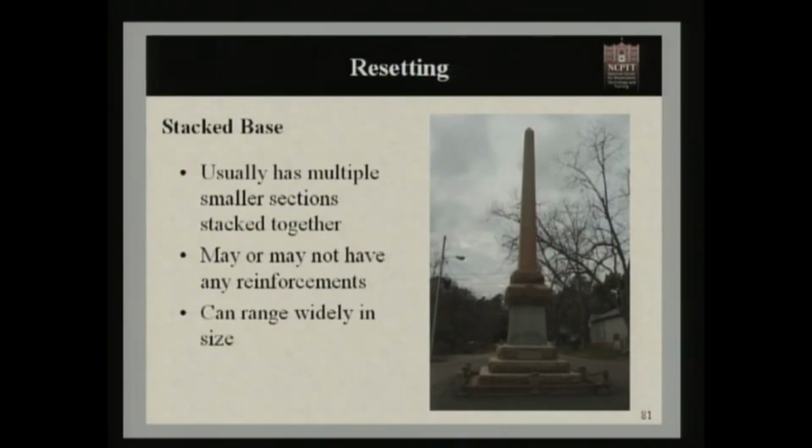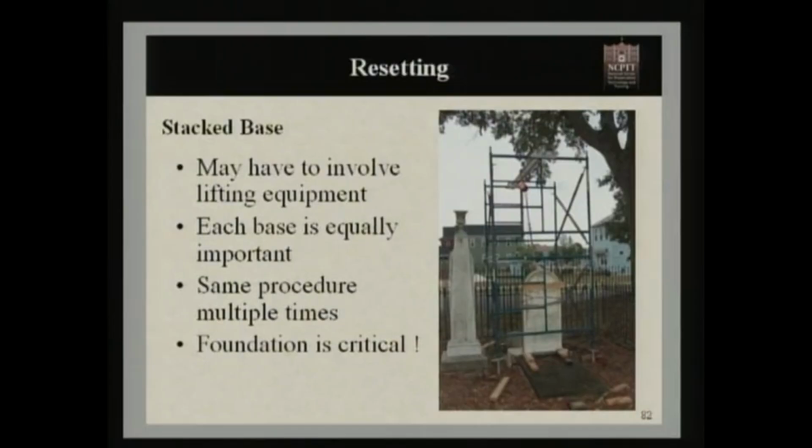These can really range widely in size, like I mentioned earlier, from very small to very large monuments. When you have the large monuments, one thing that you may need at this time is rigging or lifting equipment. You may have to get these involved to move the pieces apart.